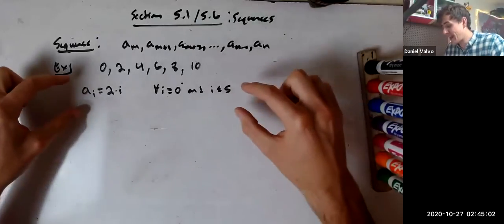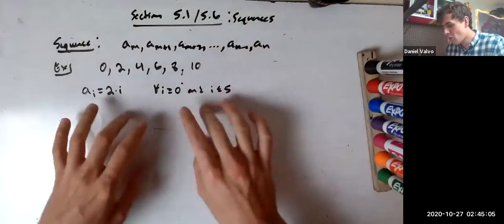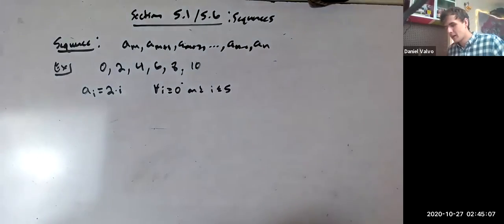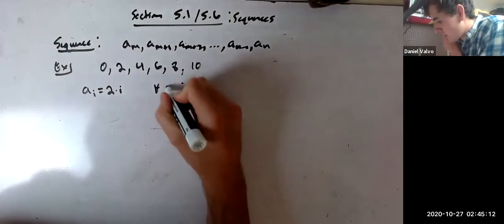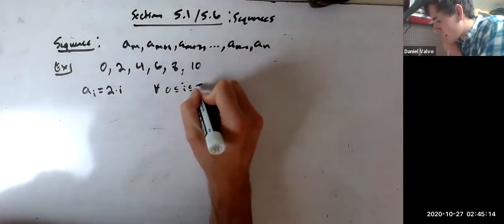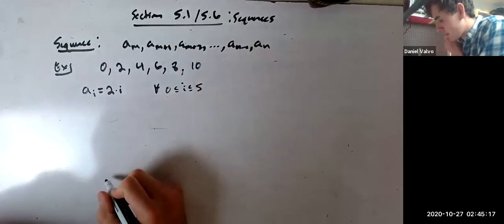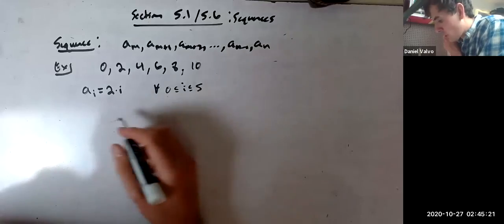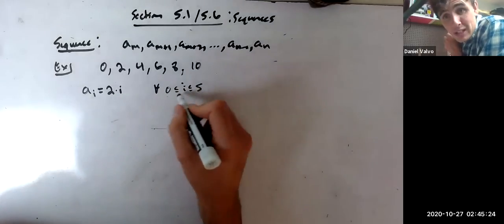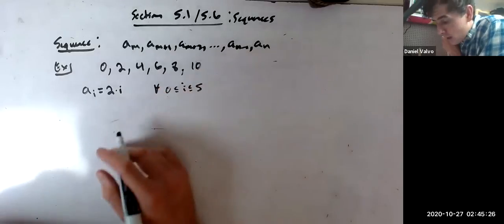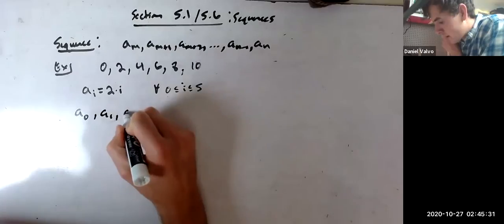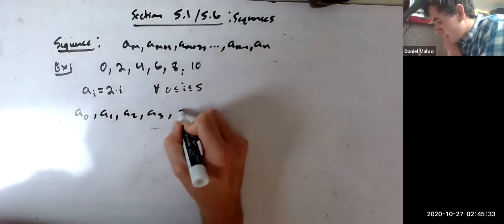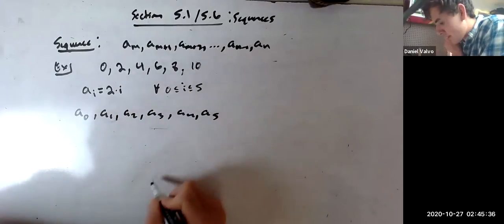Why is this saying the same thing as this? Well, because if we actually start to write this out, i has to be between 0 and 5. So really we could write this as for all 0 less than or equal to i less than or equal to 5. So our i is going to range between 0 and 5 as integers, and so we're going to start with A0, A1, A2, A3, A4, and go all the way up to A5.